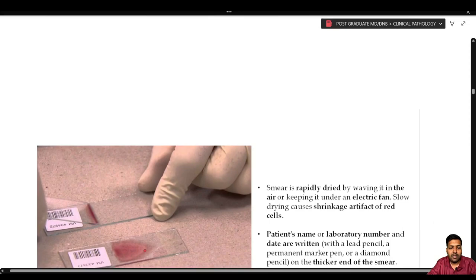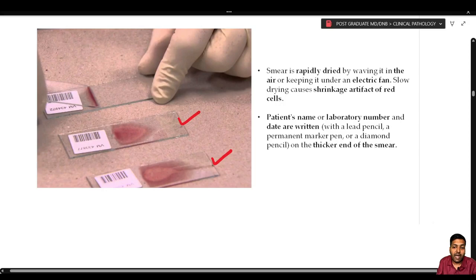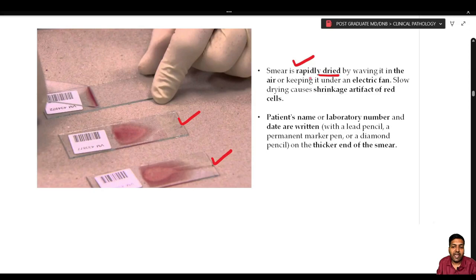As you can appreciate over here, once the smear is made, you have to rapidly air dry it, okay. The smear is rapidly dried by waving it in the air or keeping it under an electric fan. Slow drying will cause shrinking artifact of the red cells, so you have to dry it very rapidly, okay. Again you can see over here that the blood has already spread, and now they are going to make another smear.